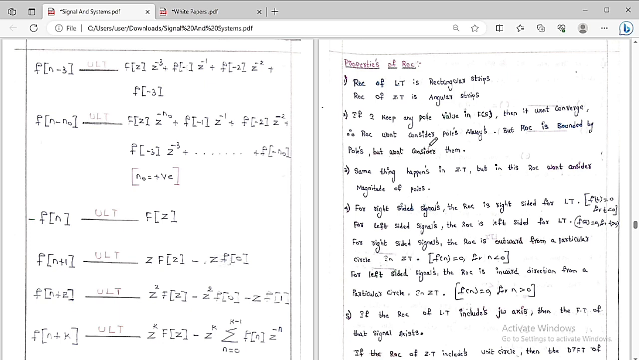The next point is that the same thing happens in the Z transform, but here the ROC won't consider the magnitude of the poles. This is the point you always have to keep in mind. So in the case of Z transform also, it is the same thing.